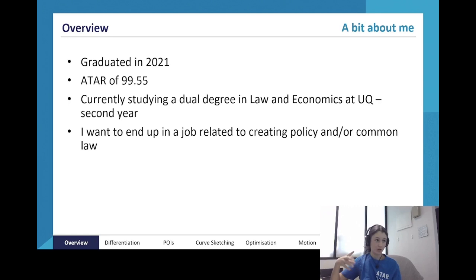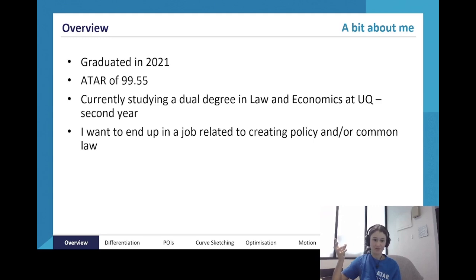With that degree, I want to end up in a job related to creating policy and legislation, or creating common law, which is law created by judges. So yeah, I want to get into a field related to that.